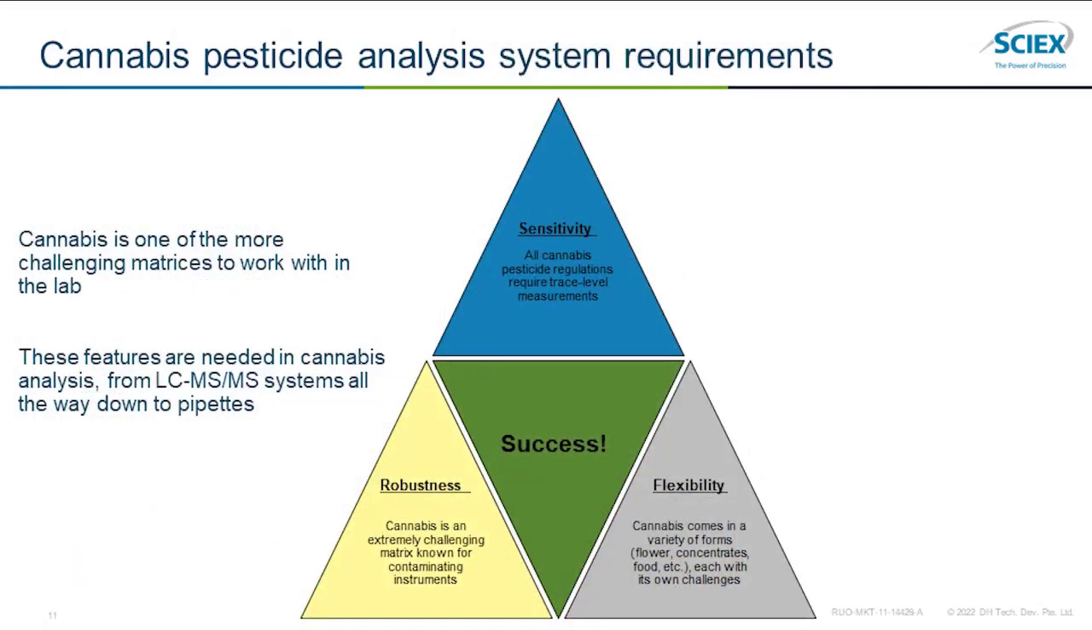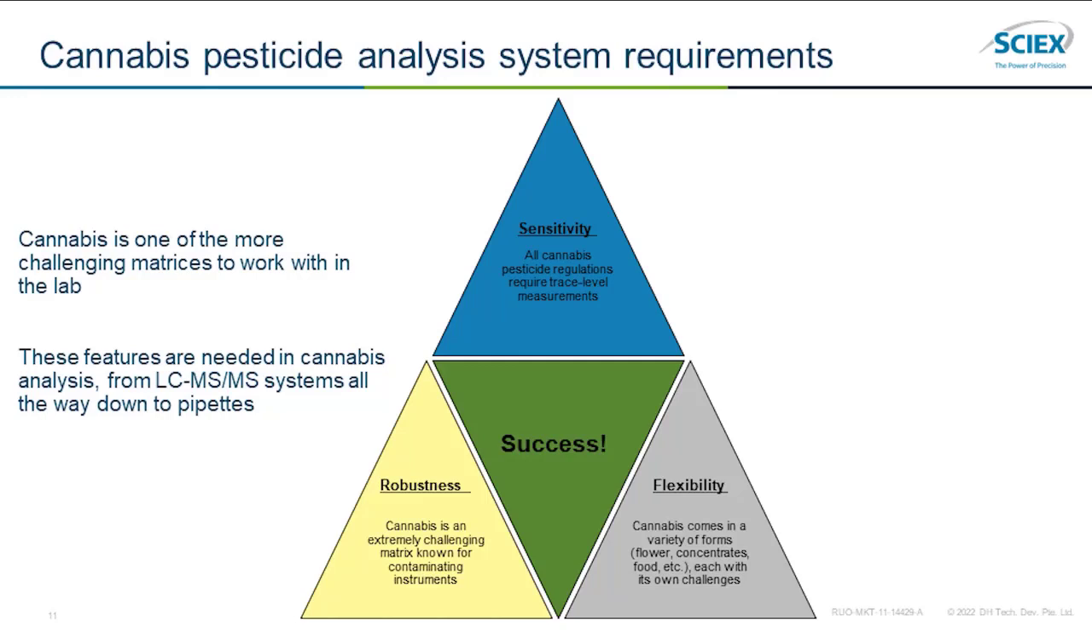So the way we're going to discuss pesticides and cannabis analysis, we're going to look at it as a holistic approach of how we validate our methods and how we validate our LCMS systems. We know cannabis is an extremely challenging matrix to work with. So in order for our tools to be successful, they really need to be sensitive. Almost all the cannabis pesticide regulations require really trace level measurements. They also need to be flexible. Cannabis matrices come in a variety of forms, right?